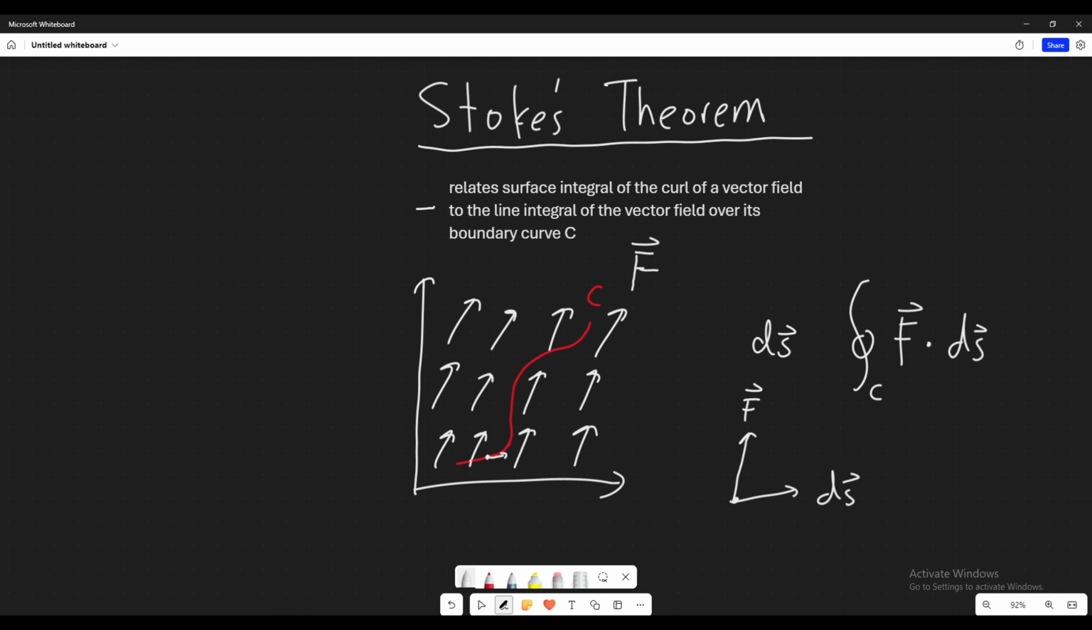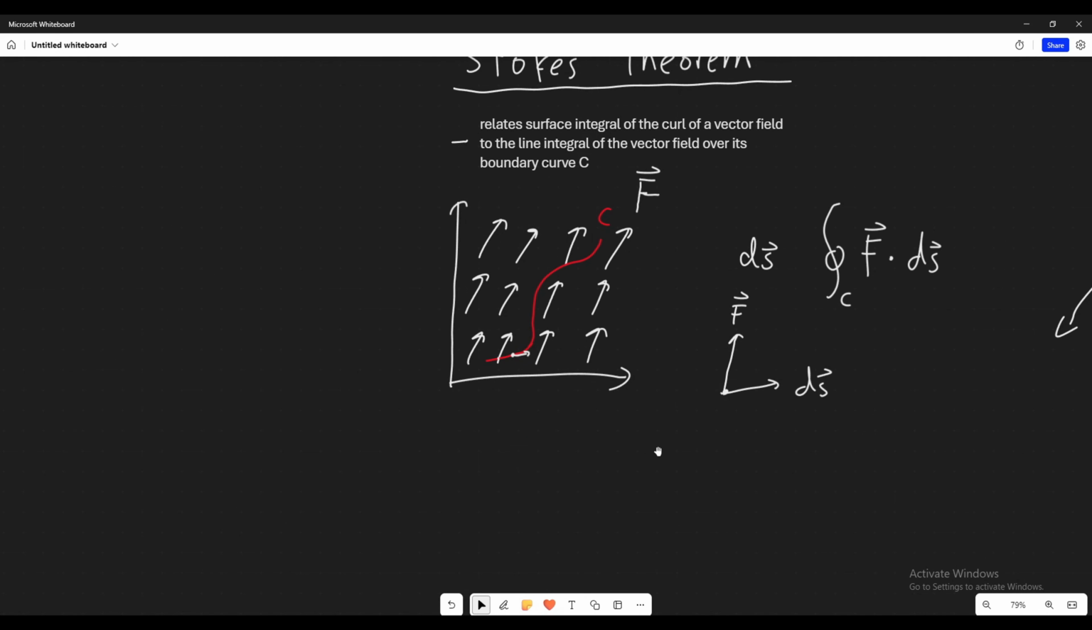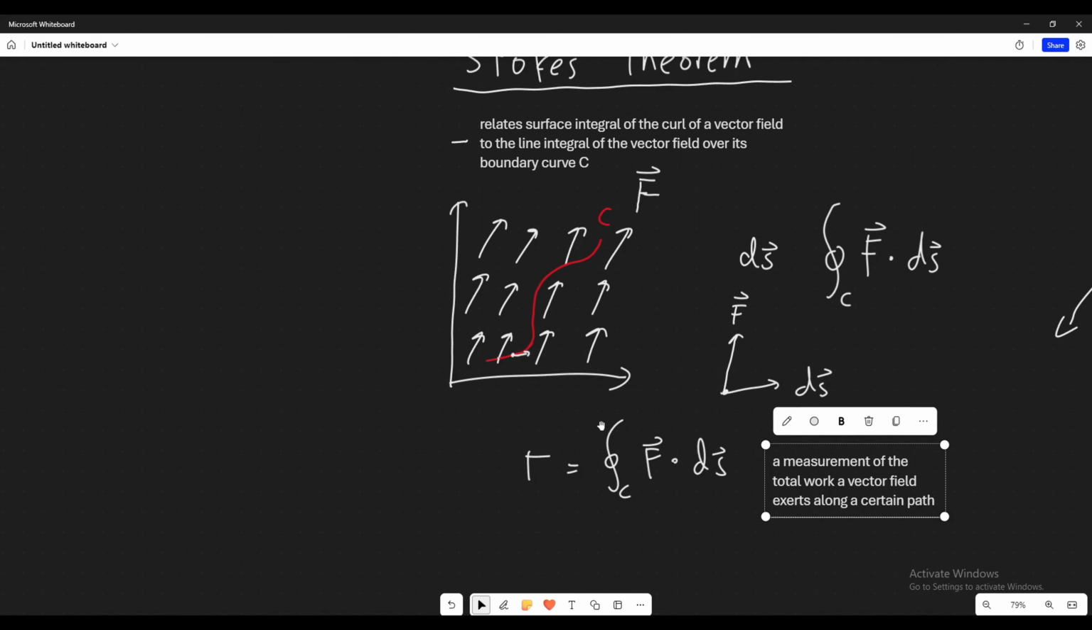And what we end up having is something called circulation, right? And we're going to denote it with gamma here. And circulation is essentially just equal to this line integral, okay? And based off what we have deduced earlier, we can basically say that circulation is a measurement of the total work a vector field exerts along a certain path.